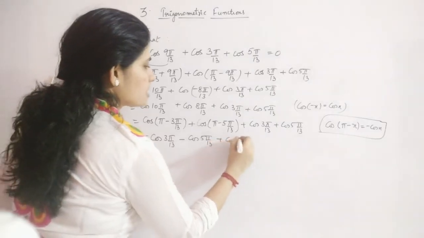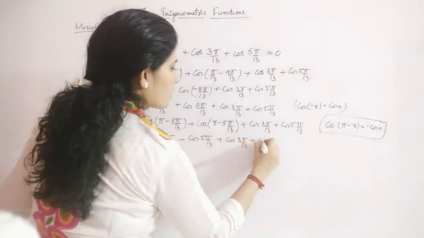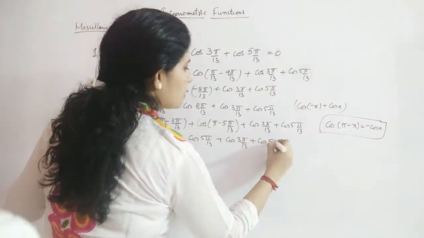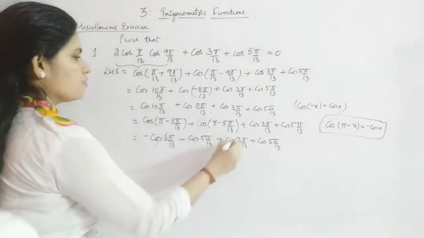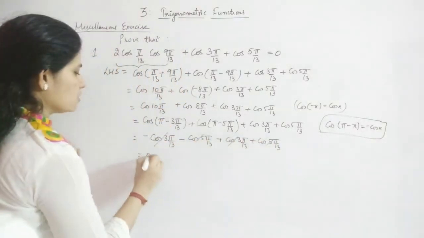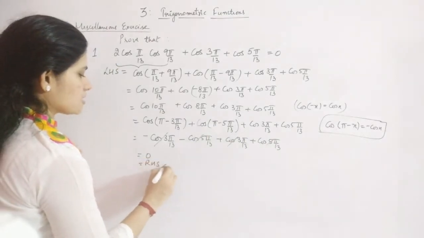Then you have the same things, cos 3 pi by 13 and cos 5 pi by 13. So positive and negative cancel and equal to 0, which is your RHS.